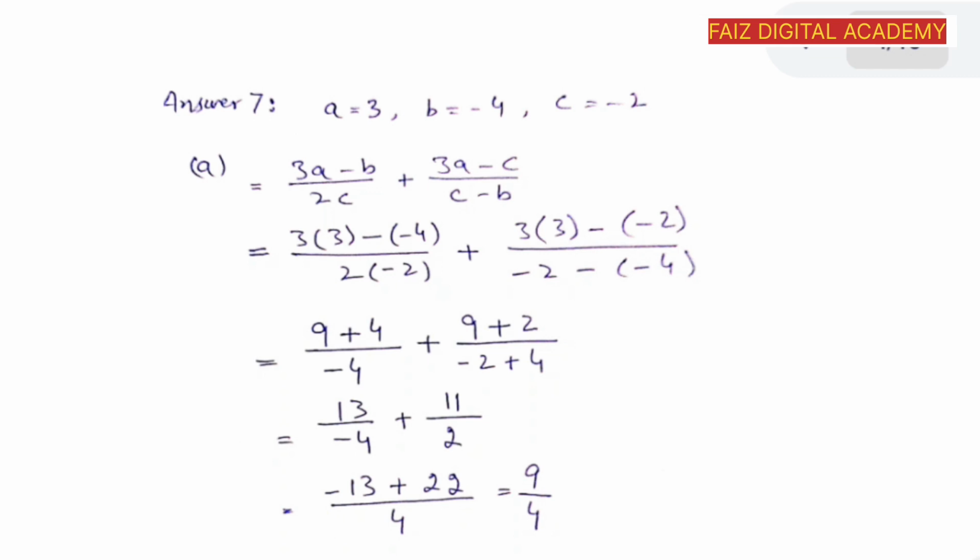So 9 over 4 will be our answer for this A part question if we put the values of the variables as given in this question.